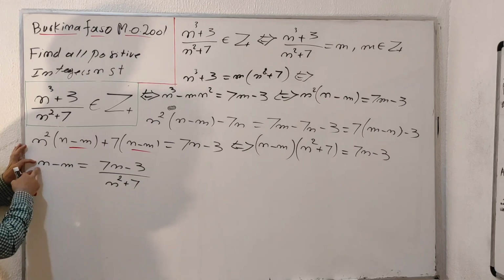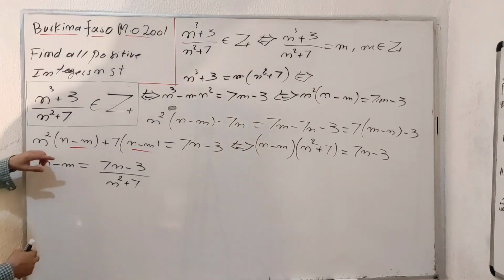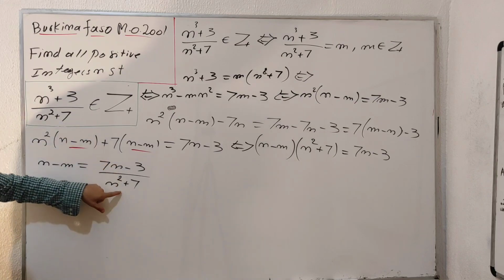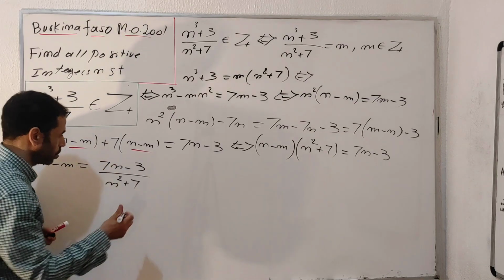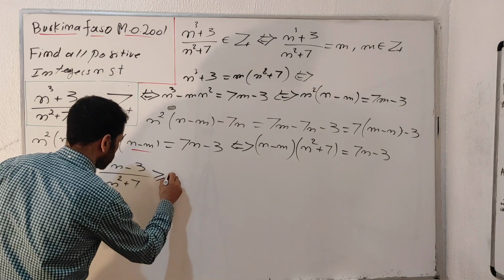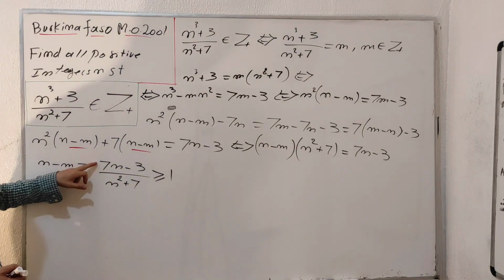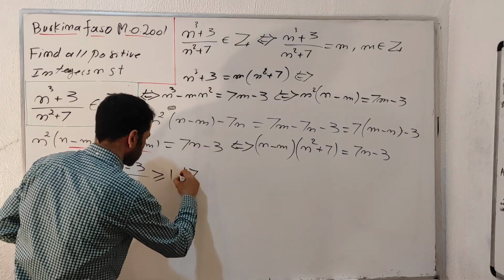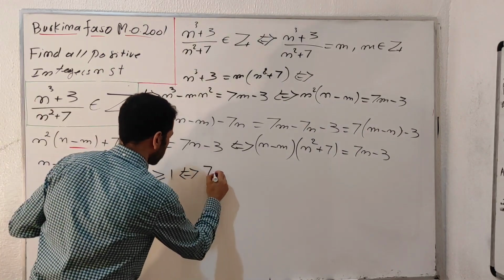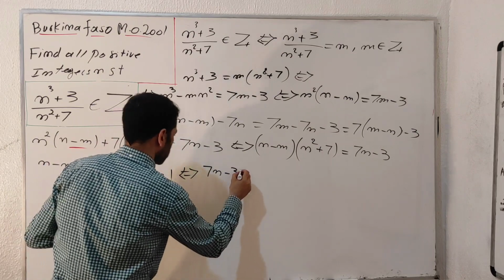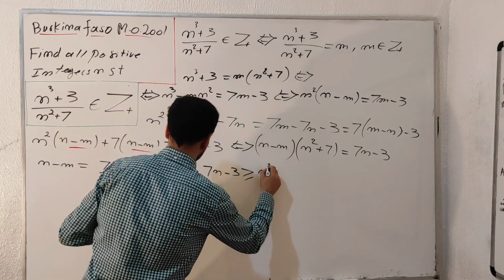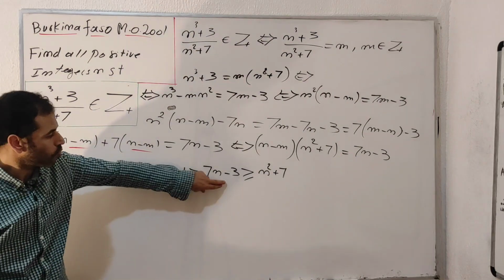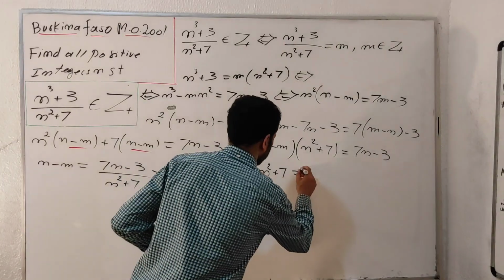In addition, to have an integer on the left hand side of this equation, the numerator must be bigger than the denominator, which means this fraction must be greater than or equal to 1. Now I'm going to solve this inequality by multiplying side by side. I will have 7n minus 3 greater than or equal to n squared plus 7. I'm going to move all of this to the right hand side.